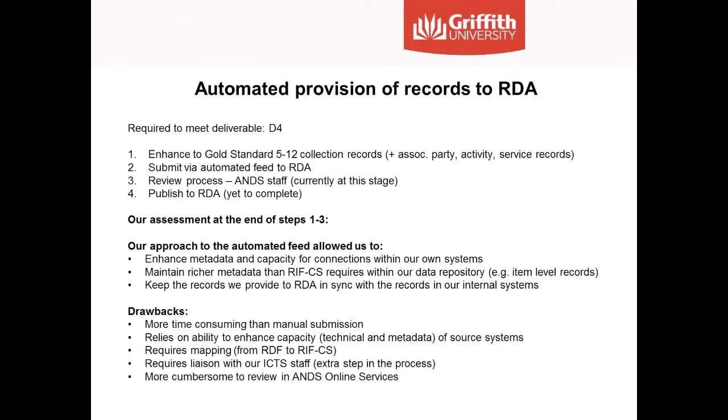An example is item level records. Keep the records we provide to RDA in sync with our records in our internal systems. Drawbacks: definitely more time consuming to do this than the manual submission. And it relies on the ability to enhance capacity, both technical and metadata, of the source systems. And it requires mapping from RDF to RIF-CS, requires liaison with our ICTS staff. So that's an extra step in the process for us. And a little bit more cumbersome to review within the ANDS online services.